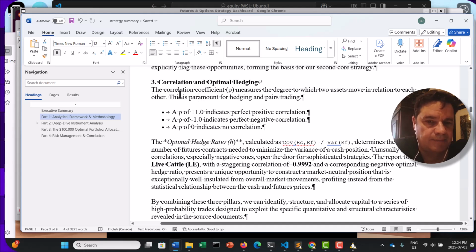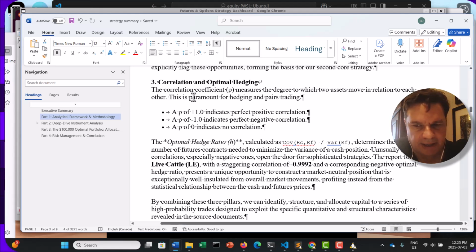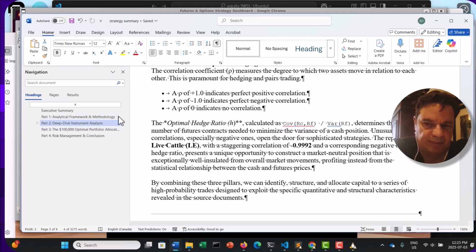correlation and optimal hedging. So here, the correlation coefficient parameter is the degree to which two assets move in relation to each other. Now, again, my course on futures and options goes into this in great detail over a 5-week course. It's so important people understand this concept to not just maximize profit potential, but when there is profit, like I've shown you with the ES, you want to pour it on and maximize as much as you can. So here, this is what the report's saying.